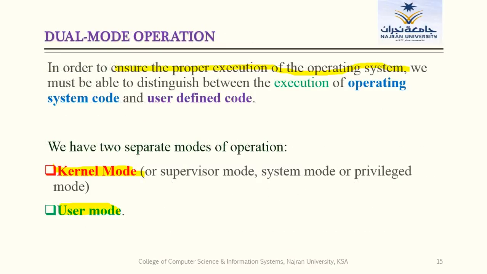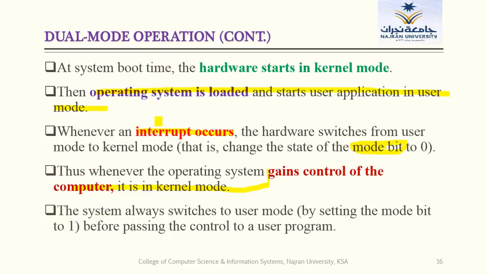At the end we have seen dual mode operation. What is dual mode operation? Dual means two: we always have two different types of modes, kernel mode and user mode. Because we have two different types of code, user code, the code that we define, and operating system code. We have seen that whenever we start our system, the hardware always starts in kernel mode, then the operating system is loaded, then user applications are loaded in user mode.